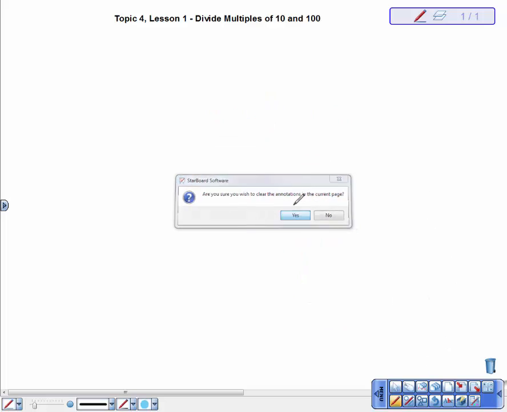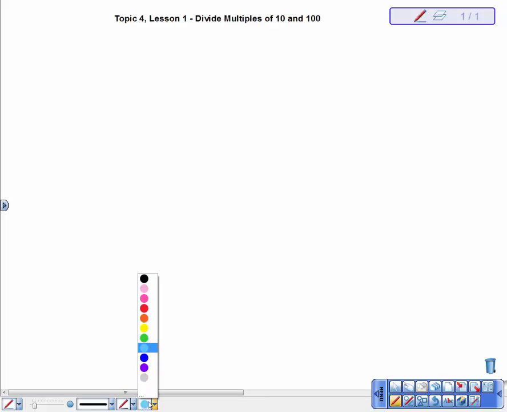So like I said, dividing multiples of 10 and 100 is very similar to multiplying them. Borrow your zeros, give them back at the end. Erase any sets of zeros that they have in common.